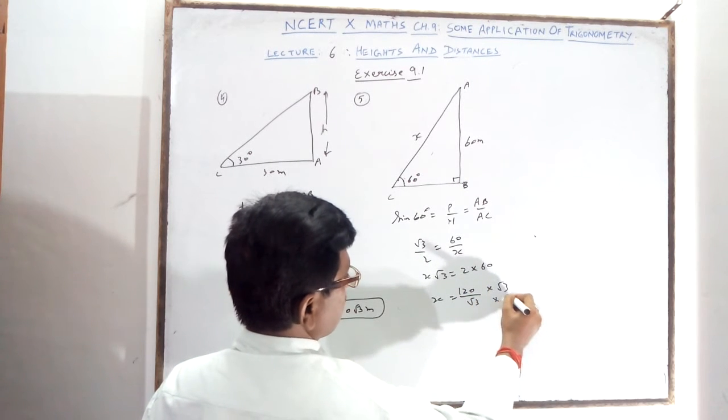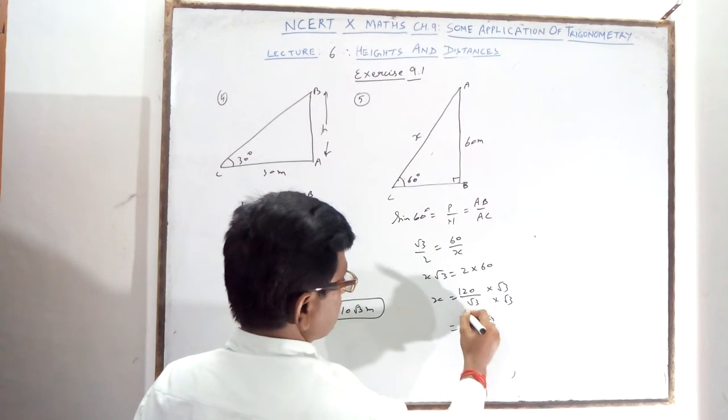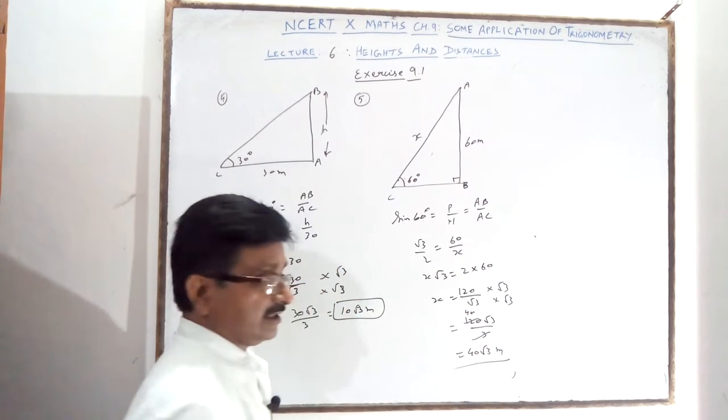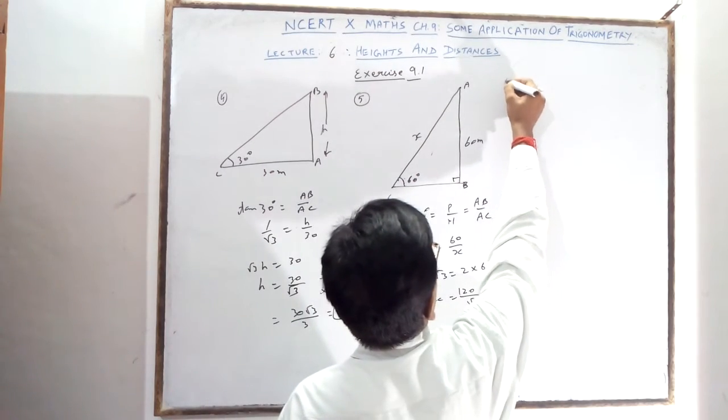Rationalize this. What will you get? 120 root 3 by 3, 3 into 40. So your answer is 40 root 3 meter, the length of the string. 40 root 3 meter is the length of the string.